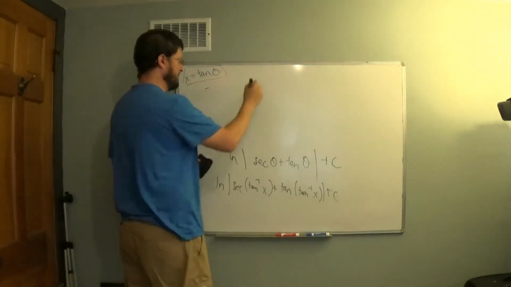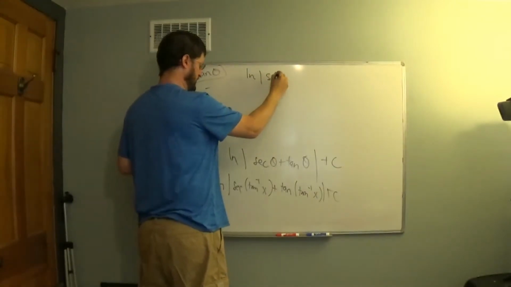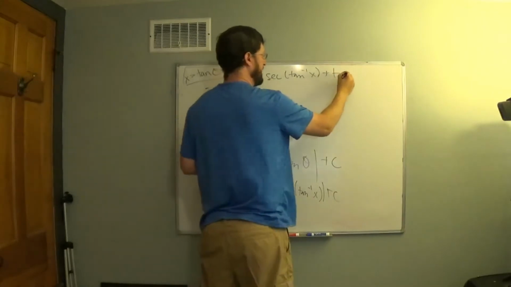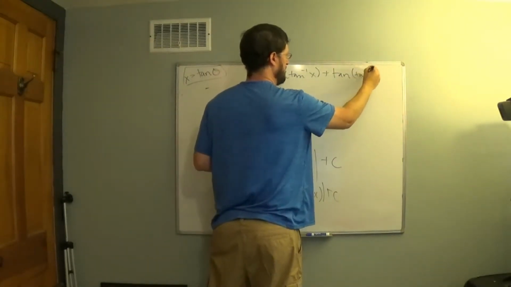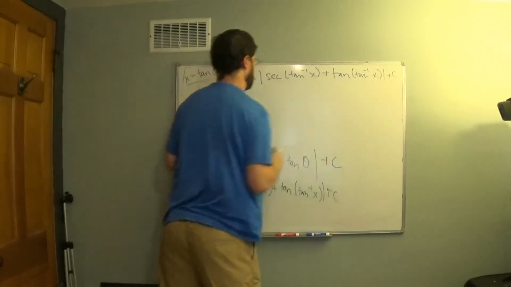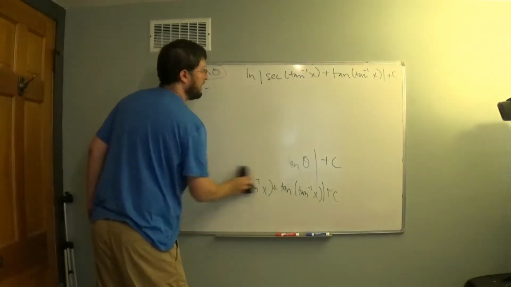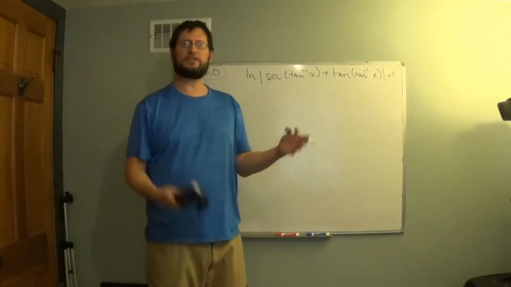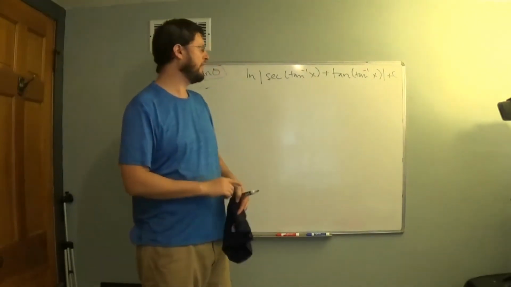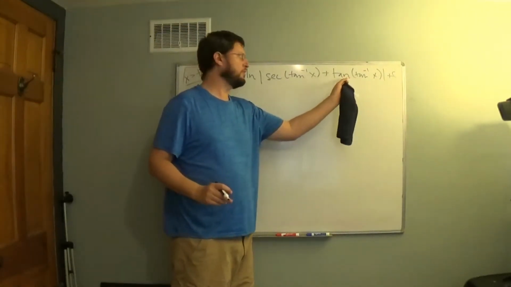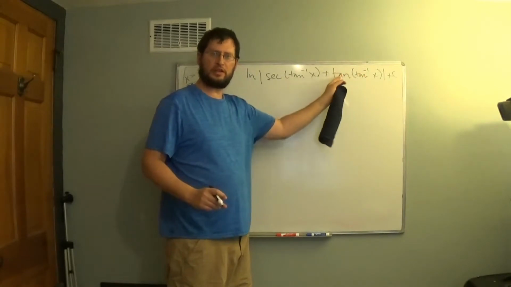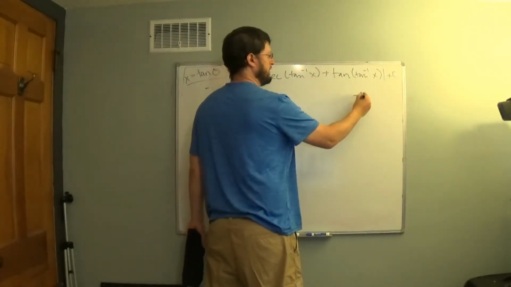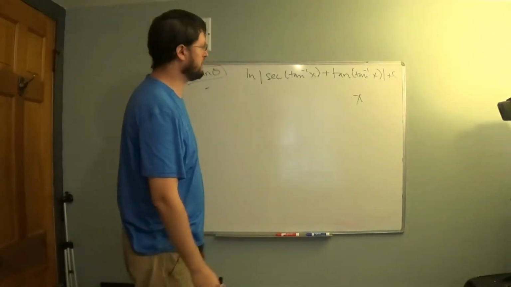So let me rewrite that. ln absolute value of secant of tan inverse of x plus tan of tan inverse of x plus c. Now the tan of tan inverse, that's easy. Right? Sine of sine inverse, they cancel each other out. Tan of tan inverse, applying an inverse function with the original function undoes the function, so this will just be x. The tan of tan inverse of x is just x.